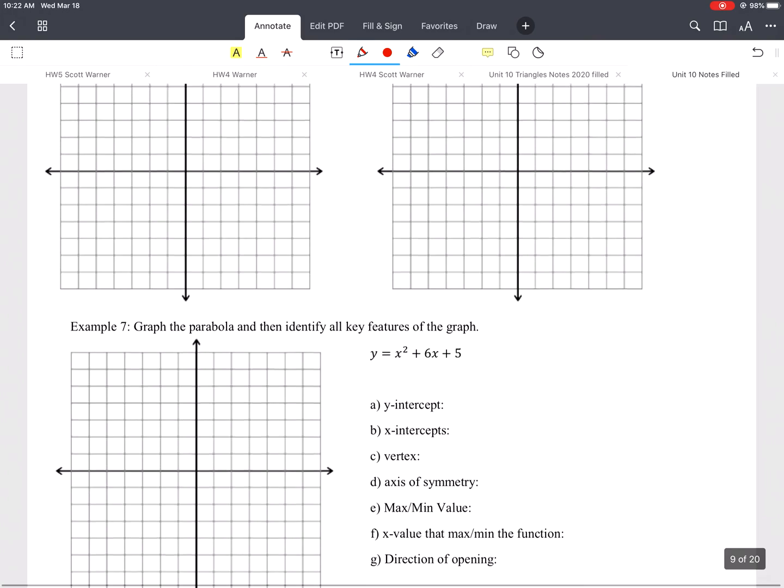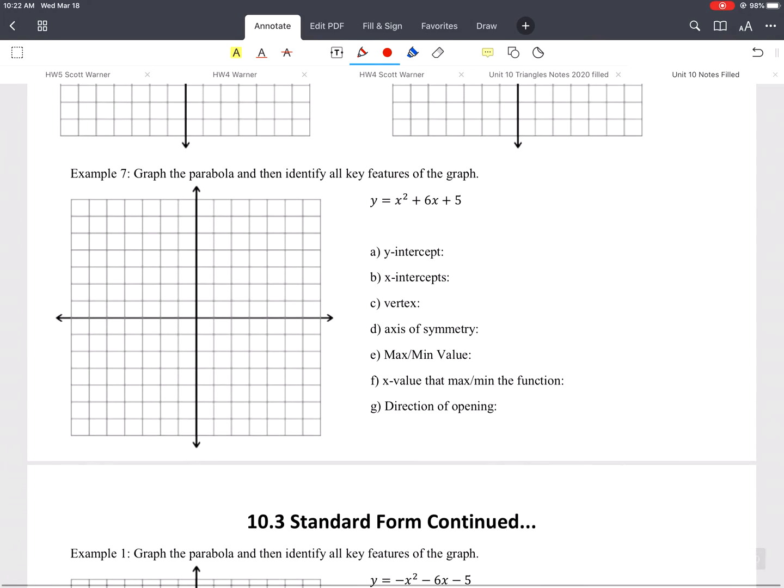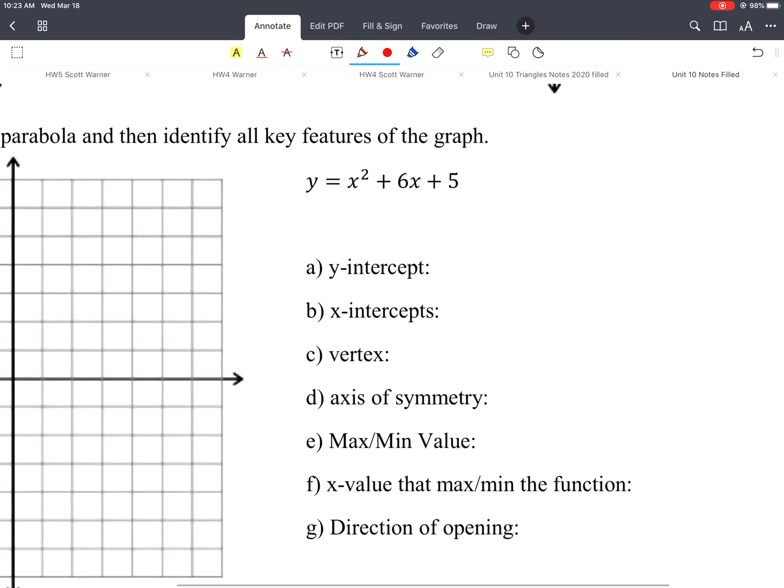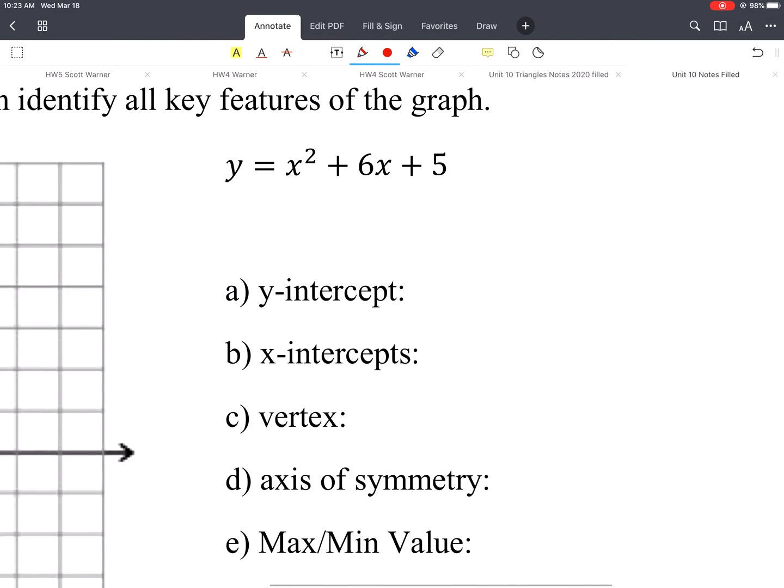Here's some other examples. Perhaps we'll finish this last one together, and then maybe I'll just make a second video if you want to go over that. Okay? So it says graph the parabola and then identify all key features of the graph. So we do kind of the same thing. We'll start with trying to find the vertex.